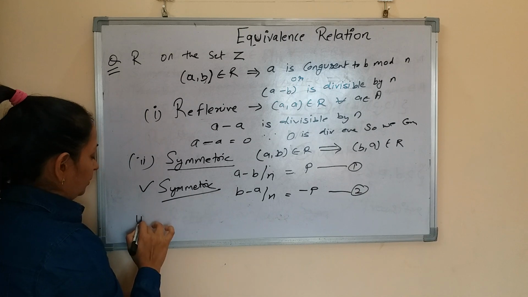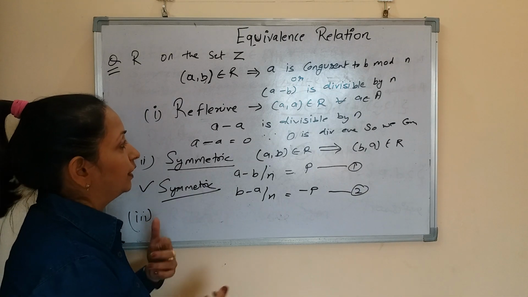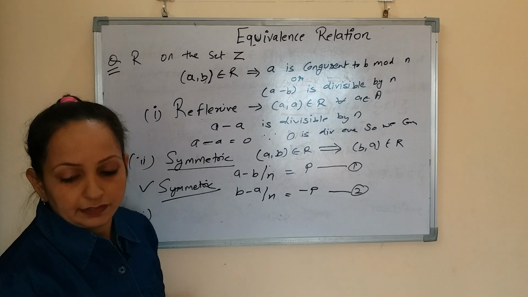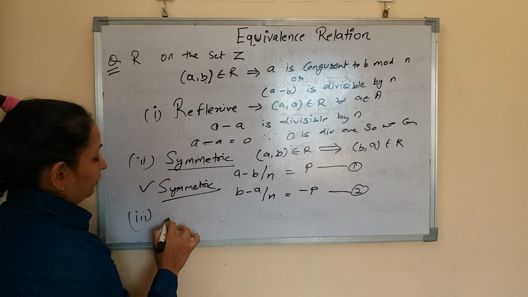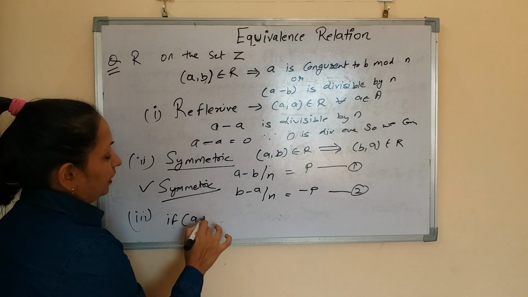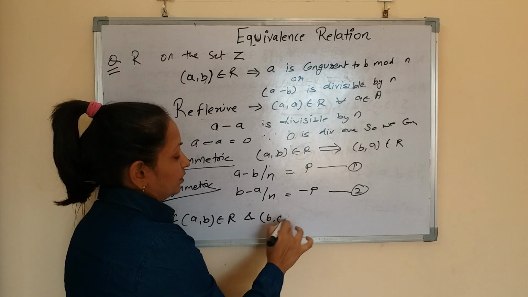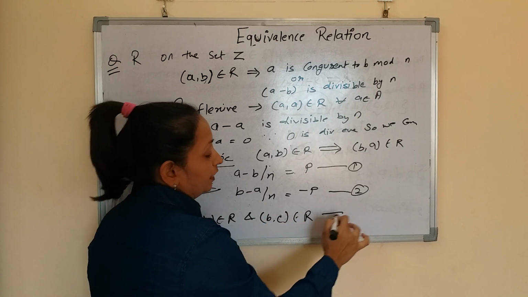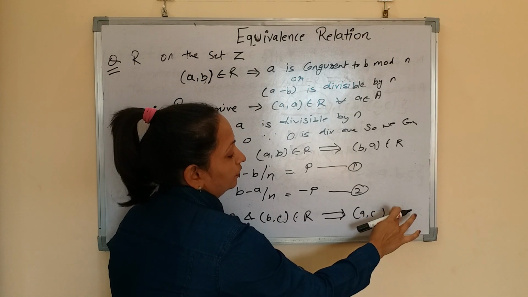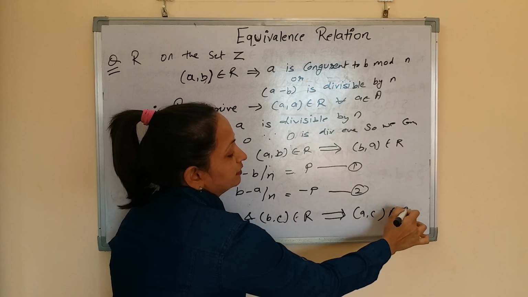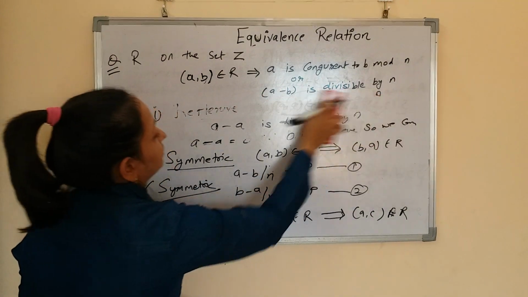And now the third condition, that is transitivity. Transitivity says if (A, B) belongs to R and (B, C) belongs to R, then we have to check if (A, C) belongs to R or not. That is the condition for transitivity. Let's check if the relation is transitive or not.